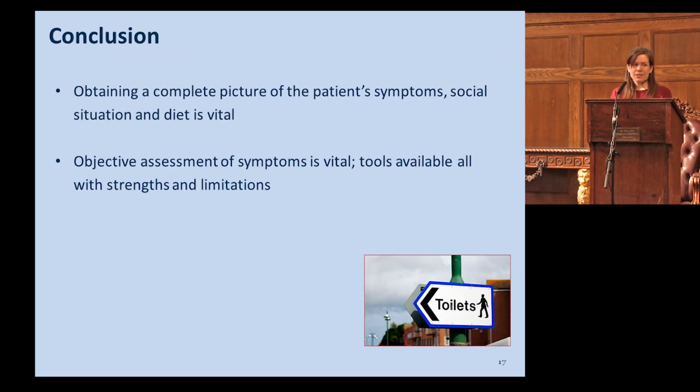So in conclusion, we really need to obtain a complete picture of a patient's symptoms, thinking about the type of symptoms they've got, but also the frequency and severity of the symptoms, and also how that might be affecting quality of life, and whether their social situation will affect what interventions they can carry out. And it's also important to objectively assess symptoms, because it's very difficult to look at their response without a structured symptom assessment tool. And all the tools that we have all have strengths, but they also have limitations. So it's worth considering those when you're choosing the tool that you might use in your practice.